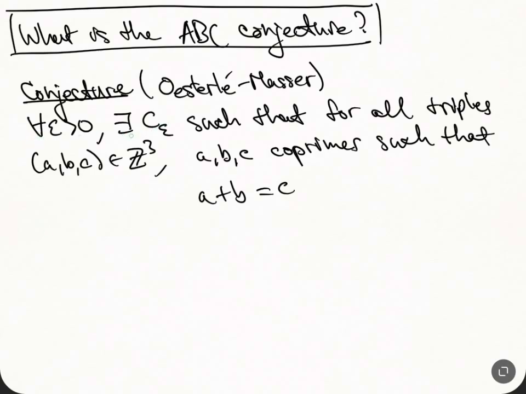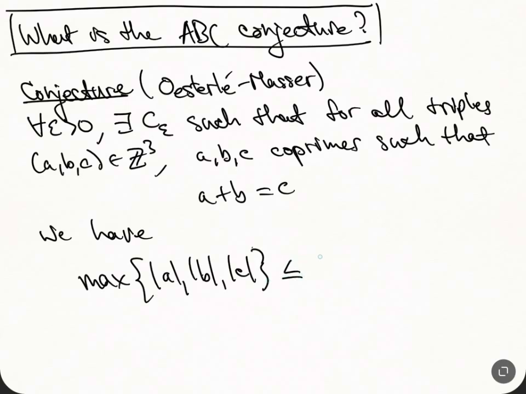Then, for all epsilon, there exists a constant C epsilon, such that for all triples A, B, C, where A, B, C are coprime and A plus B equals C, we have the following: the maximum of A, B, and C is less than or equal to this constant times the radical of ABC to the 1 plus epsilon. Okay, so this is the statement. It's about the size here.